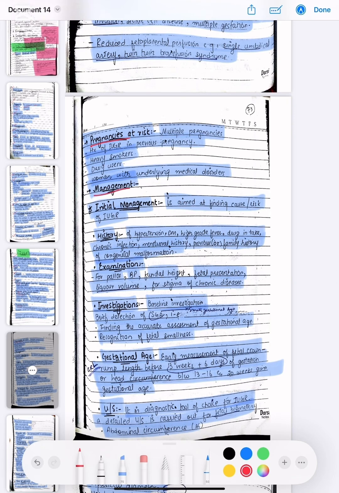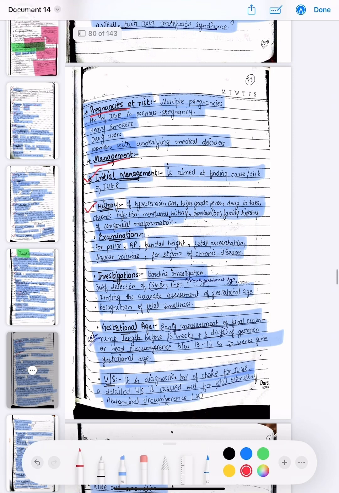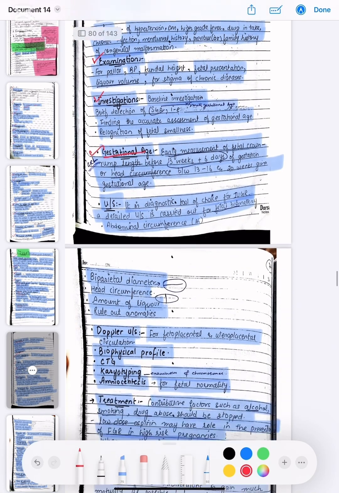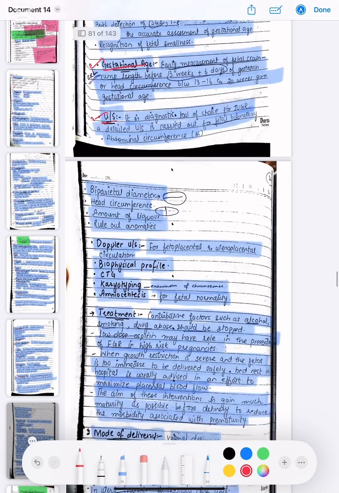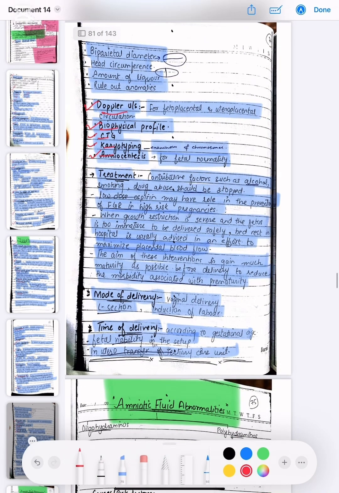So first of all, initial management is done, then history is taken, examination is done, and investigation is done, and the gestational age is checked, and the ultrasound is done. The Doppler ultrasound and the biophysical profile, the CTG, the karyotyping, and amniocentesis. These are all the investigations that are done to check fetal well-being. Now, the treatment options are, first of all, you have to stop contributing factors such as alcohol.